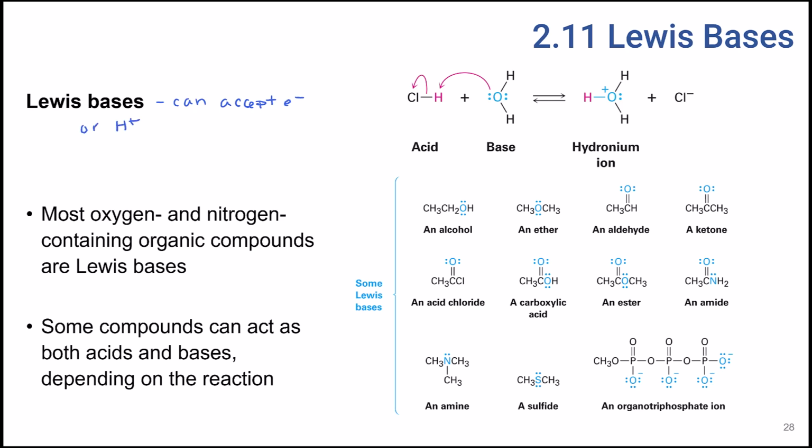So in the top equation there, we have kind of the definition of a Bronsted acid base, where HCl is the acid donating the proton and oxygen is the base. Most oxygen and nitrogen containing organic compounds are Lewis bases because they have lone pairs of electrons. Some compounds can act as either. We have a list of some Lewis bases. Alcohols, ethers, aldehydes, ketones, these can all act as Lewis bases, as can different carboxylic acid derivatives.